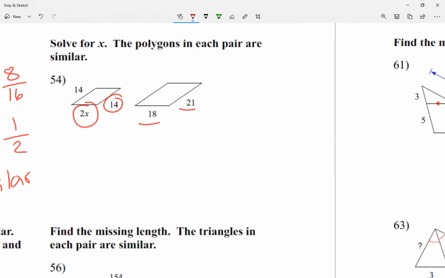Notice how I circle the measurements on one polygon and underline the measurements on the other. From the small figure, I'm going to use the values 2x and 14, and I made a fraction out of them. Now I know 2x corresponds with 18, and 14 corresponds with 21. So 2x is on top, and on top of my other fraction I'm going to put 18, and over 21. Then I'm just going to cross multiply. I can simplify my fractions if I need to, but I don't have to. In my case, I'm just going to cross multiply.